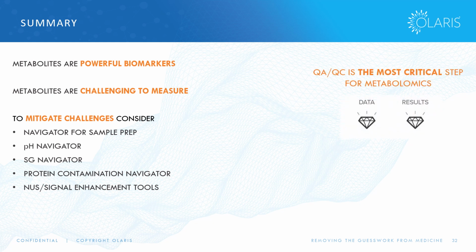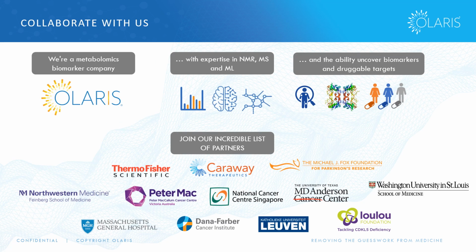So the take-home message: QA/QC is the most critical step for metabolomics. If you put beautiful, shiny diamond data in, you can get beautiful, shiny diamond results out. And how can you do that? You can collaborate with us. So you can see that we have a great list of partners, and you can be one of them.